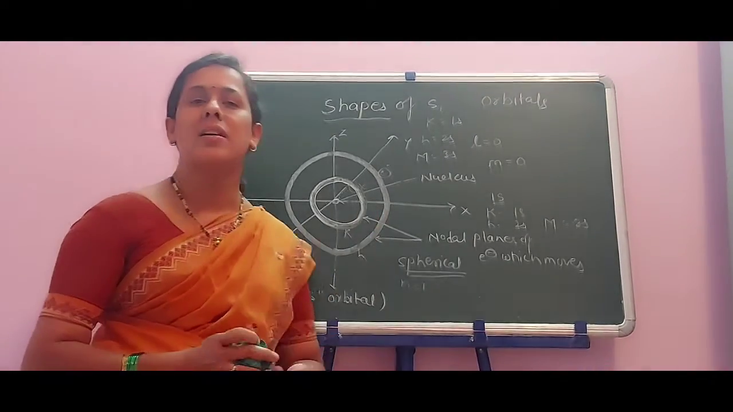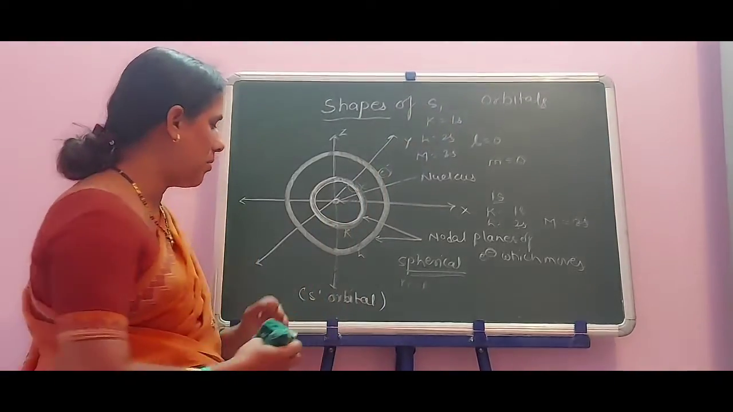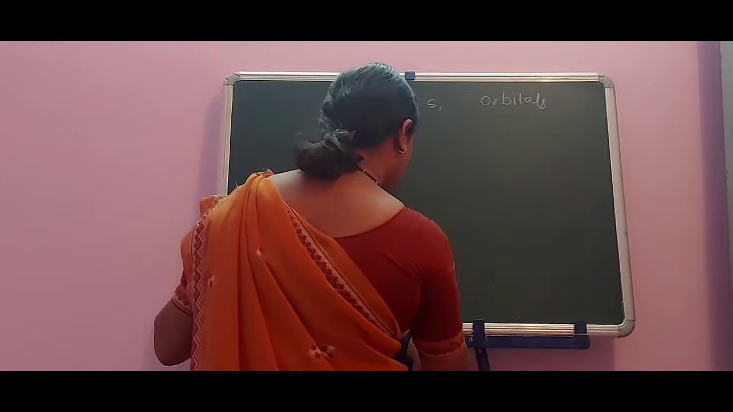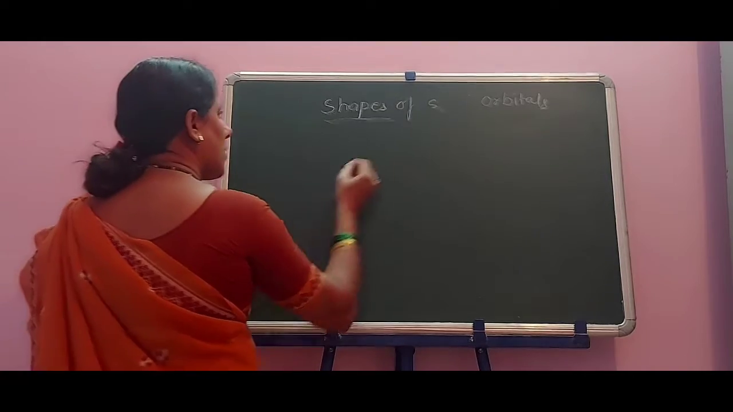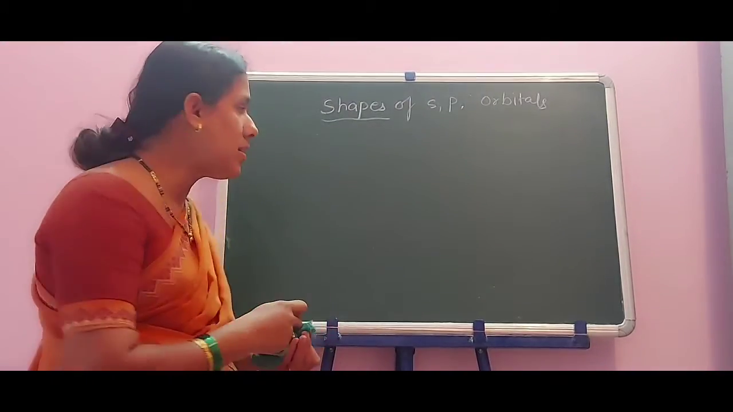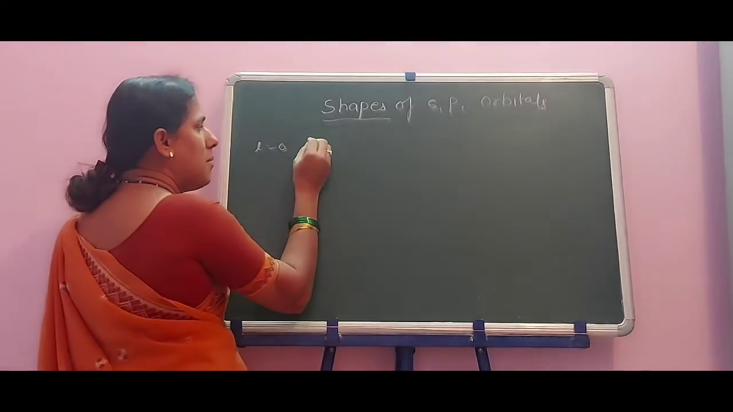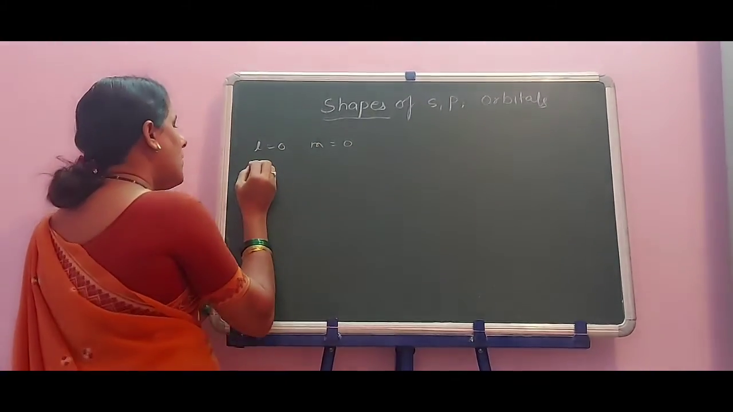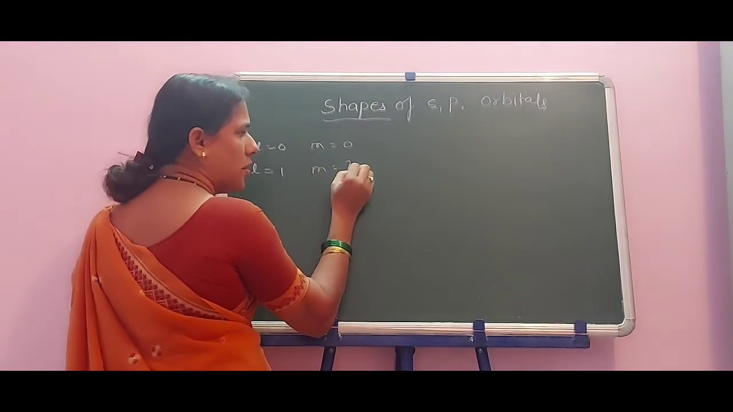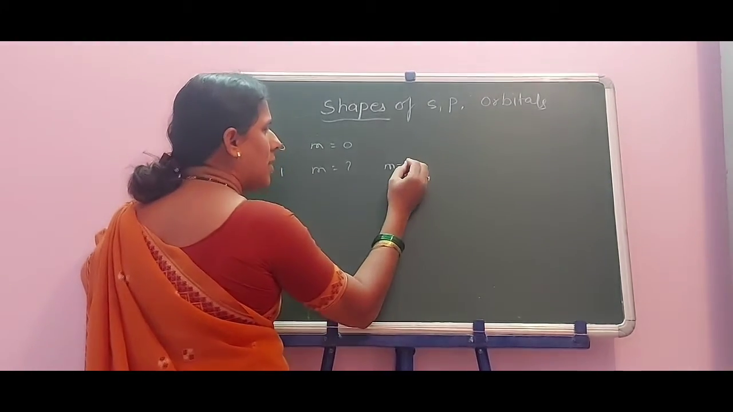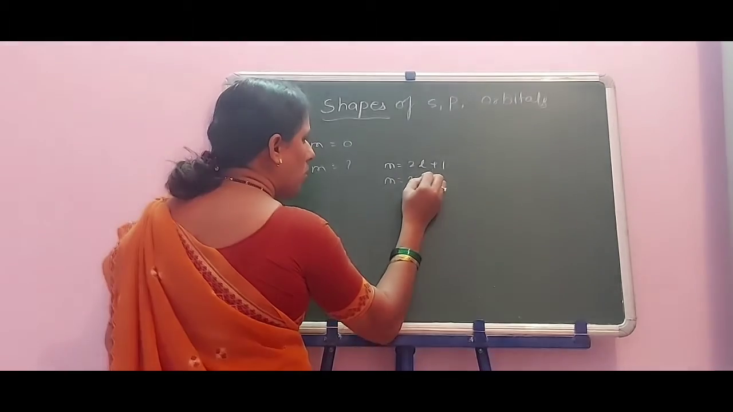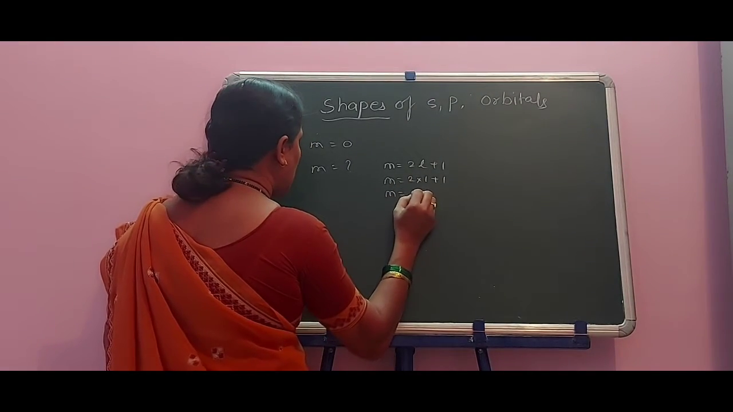Now we go for the second orbital, known as the p orbital. What was our previous statement? When l is equal to 0, m is also equal to 0. When l is equal to 1, what happens? According to the formula, the number of m values is 2l plus 1. Putting l equal to 1, that is 2 into 1 plus 1, so m has 3 values.